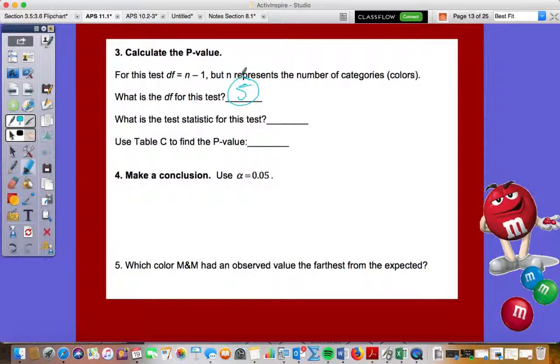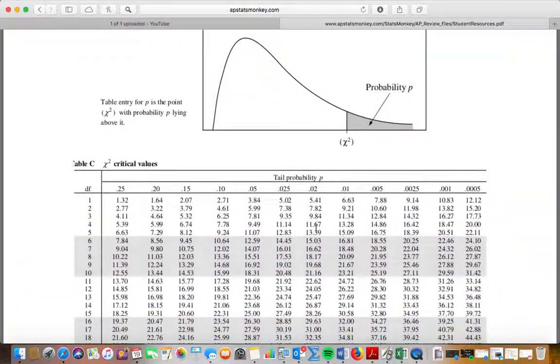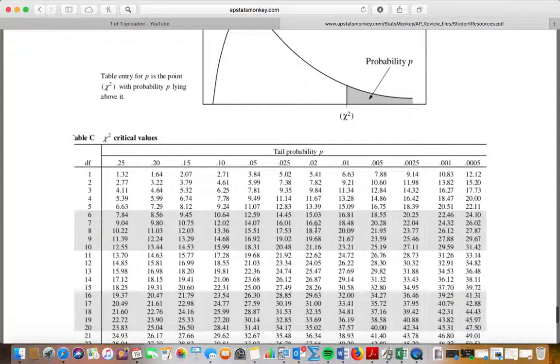What is the test statistic for this test? We already said 13.19. And then we can use table C to find the p-value. Now we know, I think it's 0.0219. But in table C, when we go over here and look down at the tail probability, we look for degrees of freedom of 5.